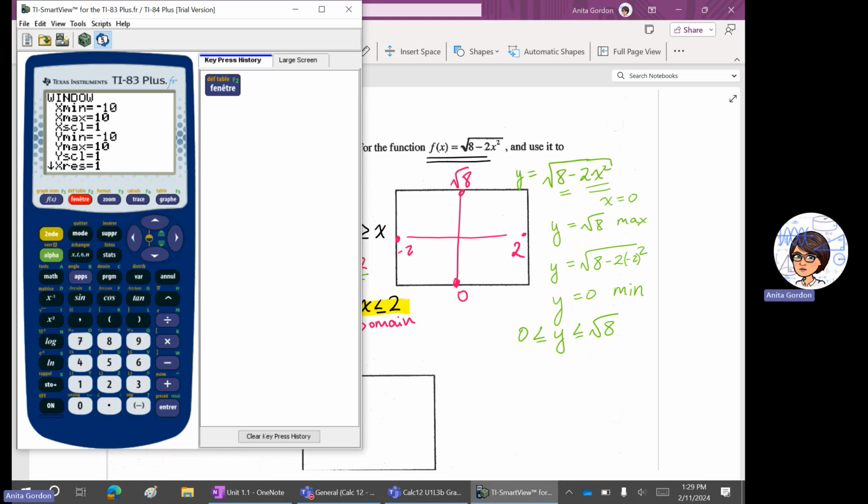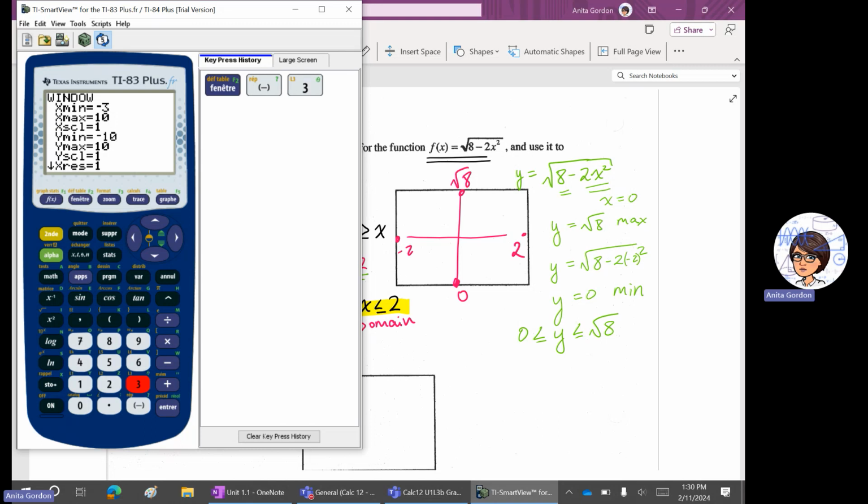And you can see here, X min, X max. The scale, the X scale, we're always going to leave it at 1. Y minimum, Y maximum. So my minimum for X is -2. Because I want to see the key point, I'm just going to choose a number slightly to the left. So I'm going to go -3.